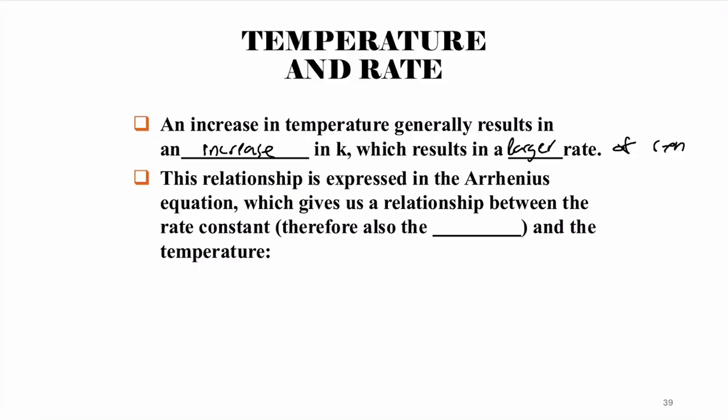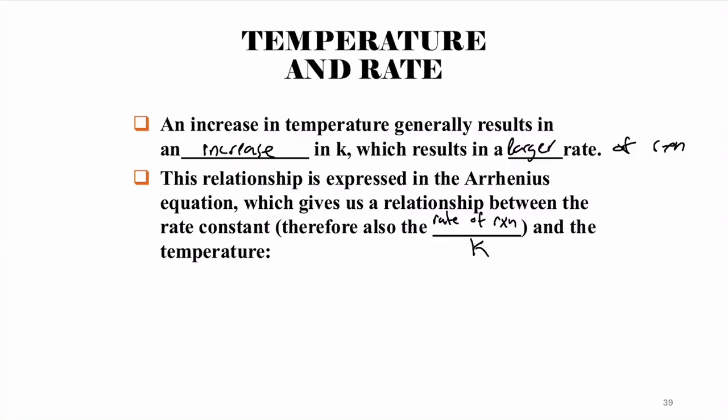And this shows up in an equation that's called the Arrhenius equation. And you'll probably see me misspell this or spell it 20 different times throughout the semester. But this gives us a relationship between the rate constant and also the rate of reaction. So lowercase k, right? Because as we change or increase lowercase k, that directly affects the rate of the reaction from our experimental rate law.